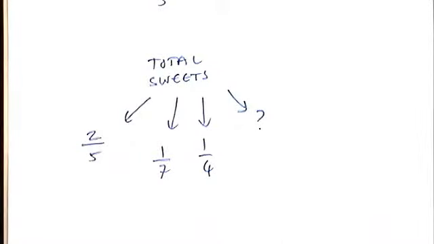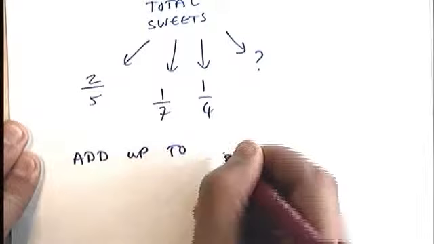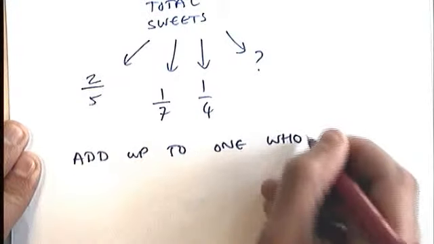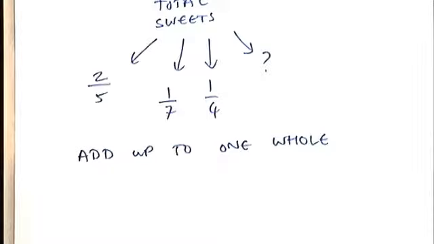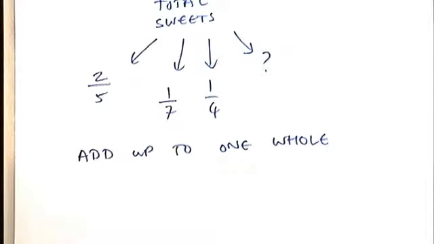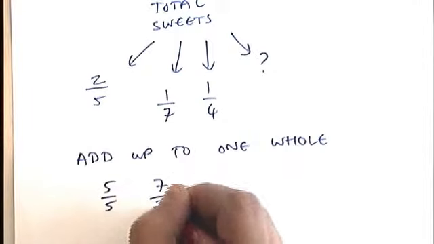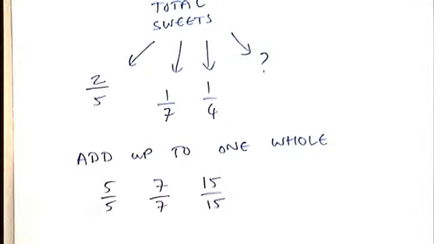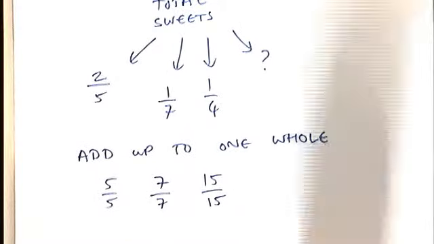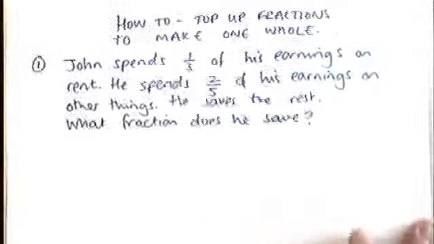The key thing about this sort of question is that all of the fractions will always add up to one whole. Hence why I call this topping up to make one whole. You've got a fraction that's already been given out and you've got to work out the last one. Now one whole might be 5 out of 5, it might be 7 out of 7, it might be 15 out of 15. We're looking for the total to be a number like that, where the numerator and the denominator are the same.